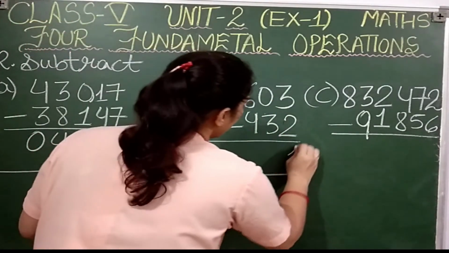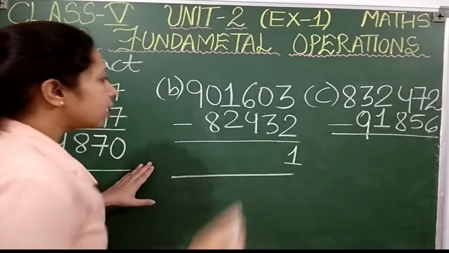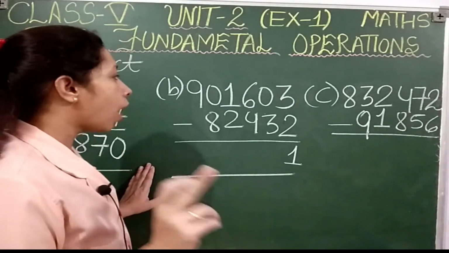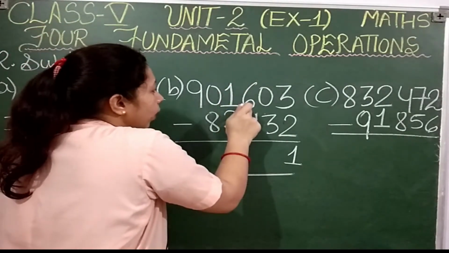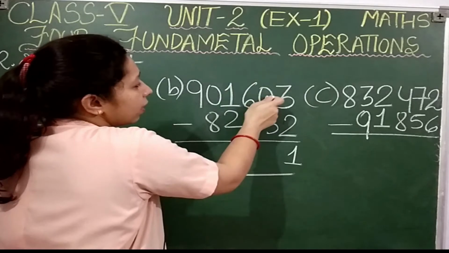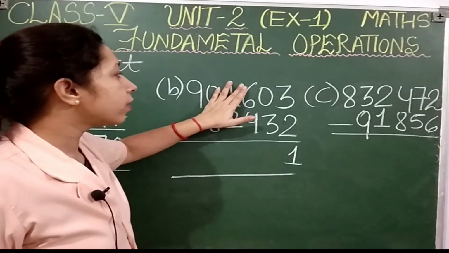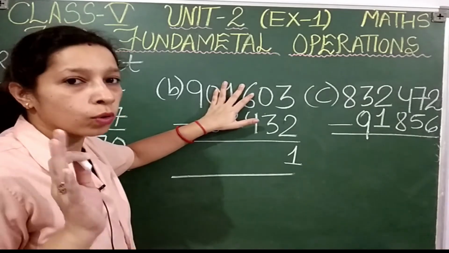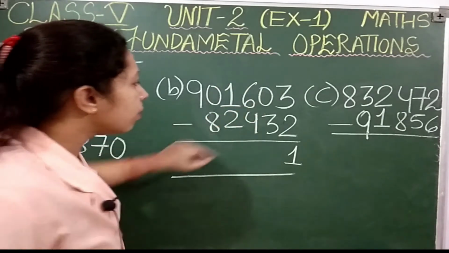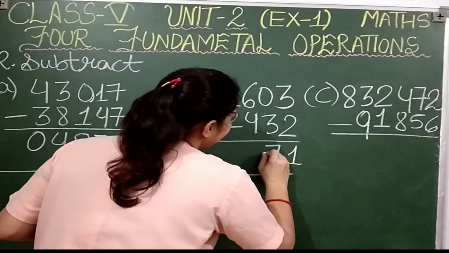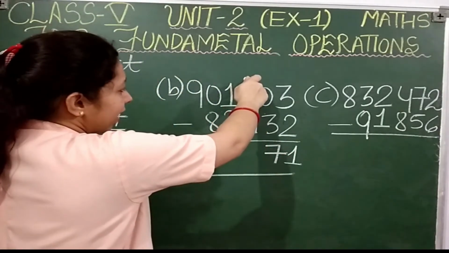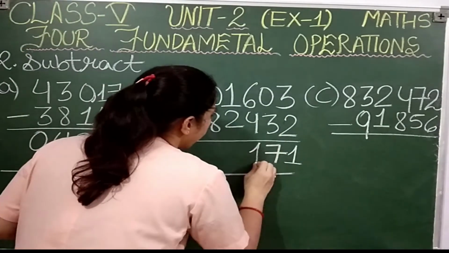3 minus 2, 1. Here again 0 is there. So we have to borrow. How are we going to borrow? We are going to borrow from 6. 6 will give 1 to 0. Then it will become 10. And how much will be remaining with 6? Only 5. So 10 minus 3 we will get 7. Then here 5 is left. So 5 minus 4, 1.